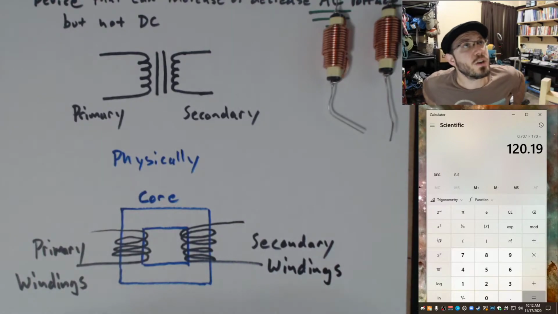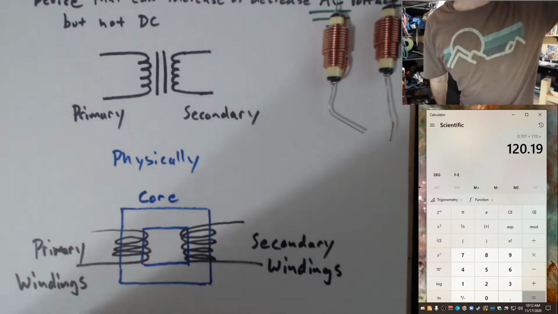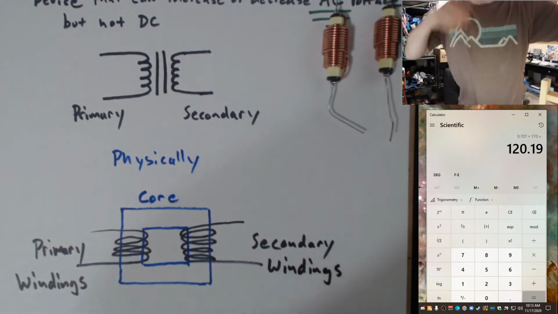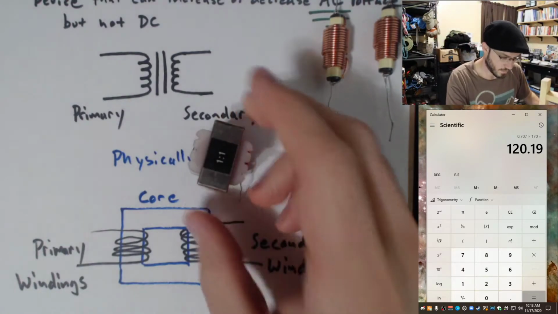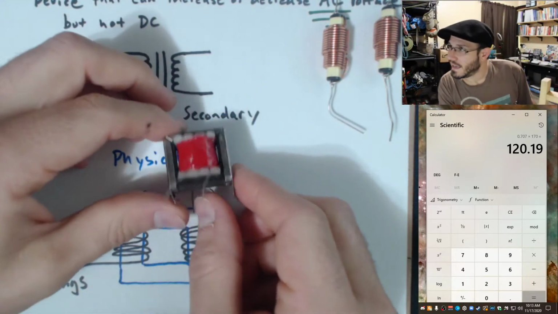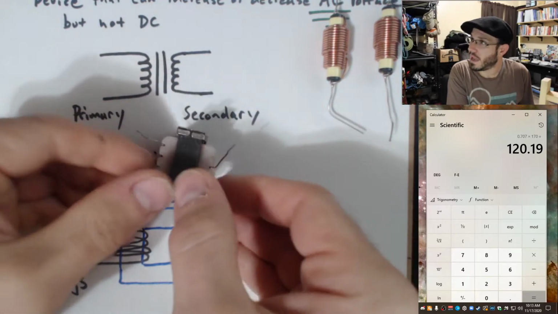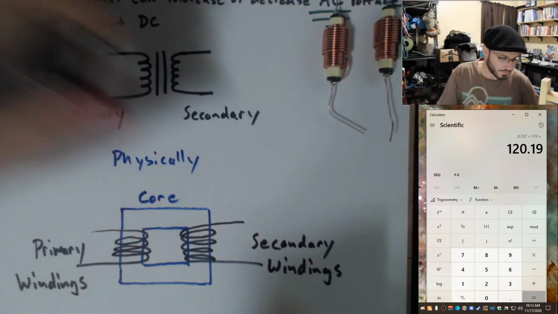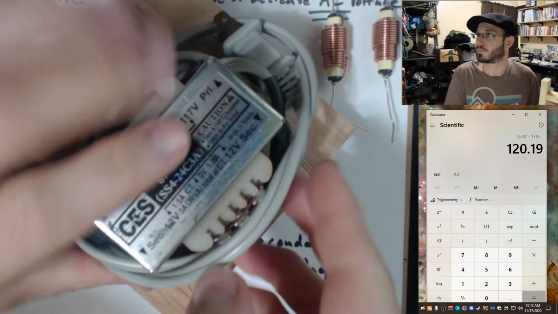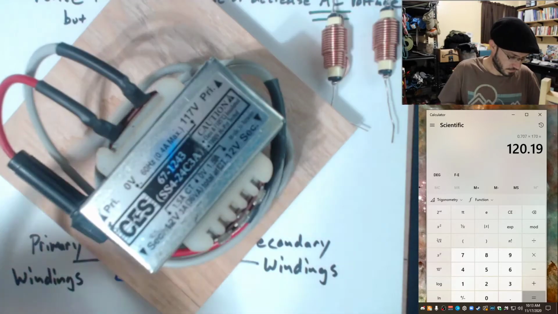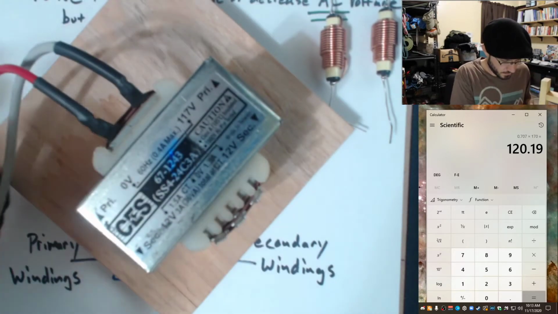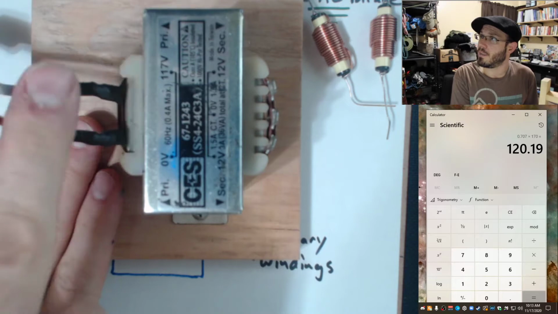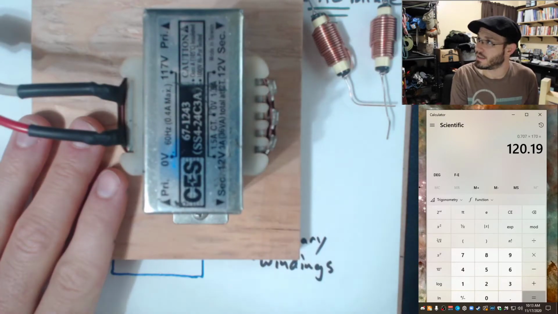Now, I can go ahead and show you a proper transformer. Here's a small transformer. They do get much larger. Here's a larger one. If you notice over here, I have primary on one side and I have secondaries on the other side.